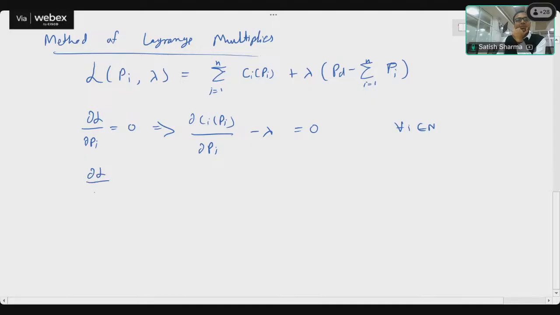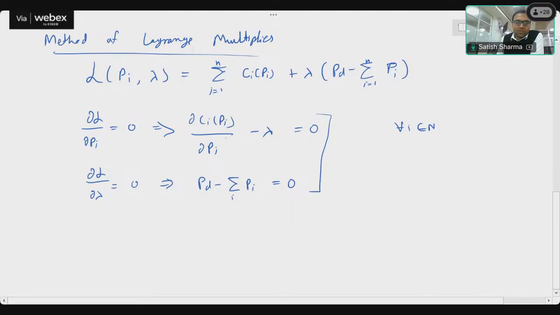Similarly, delta L upon delta lambda will basically equal 0, and if we do this, it is basically PD minus summation of Pi equals 0. So these conditions we will have. As I asked again, for 10 generators we will have 11 equations, and the variables are 10 Pi and 1 lambda, so we can easily solve it. Once we solve it, we get the values of Pi and lambda, and that will give us the optimal solution.